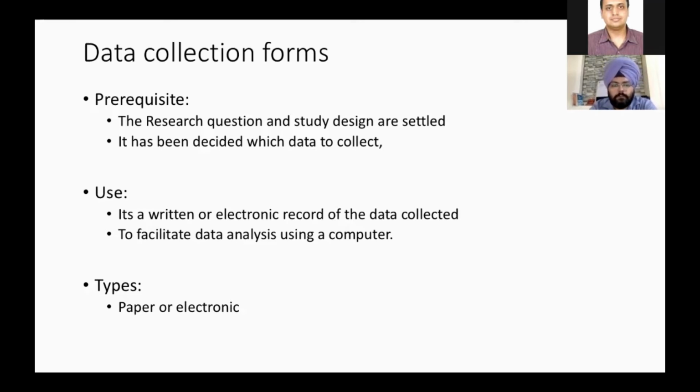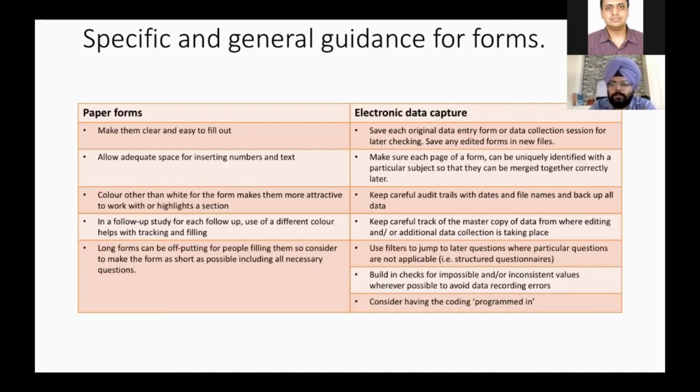When we talk about types, paper or electronic, in the paper form, there are few different guidelines set which is to be followed specific for it. For the electronic data capture, there is a specific set of guidelines. In the table, we can see that there are few guidelines for the paper form, few for the electronic data capture. There are few guidelines which are common for both. We'll be also looking at that.